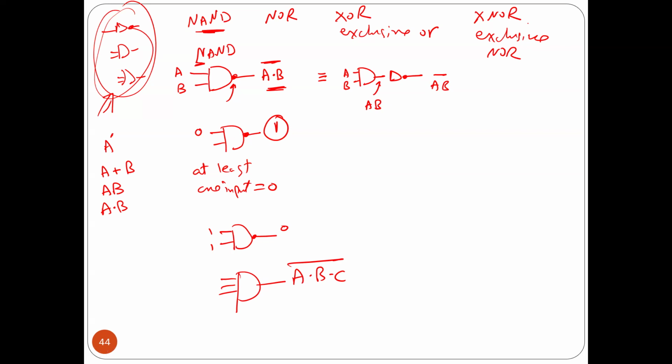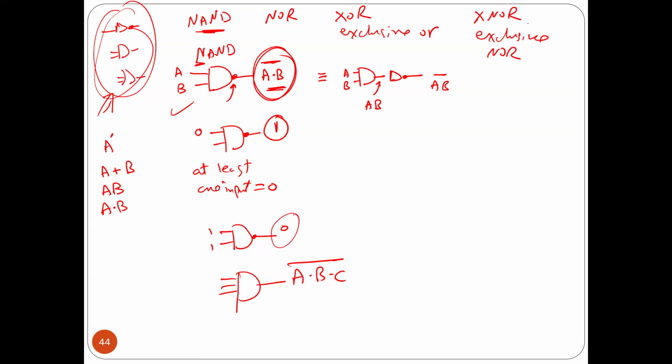So the only way to be zero is if they're all ones? Yeah, this is the only case: when all the inputs are ones, the only case I'm going to get zero at the output. Any other case, I'm going to get one. This is how it works. This is the symbol, and this is how I'm going to represent it using variables.